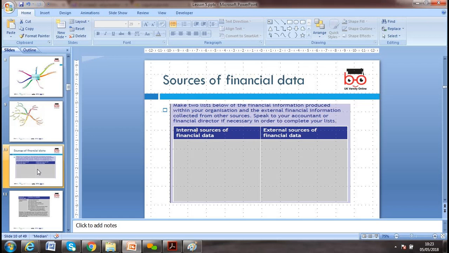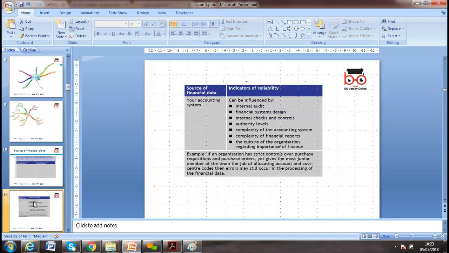So internal sources of financial data include internal reports about customers, about suppliers, internal accounts which we normally generate, and internal audit reports. All these are internal sources of data. And external? So external could be the internet, Companies House, and other outsourced companies that are involved in such data collection. Yes, well done. So these are the external and internal sources.